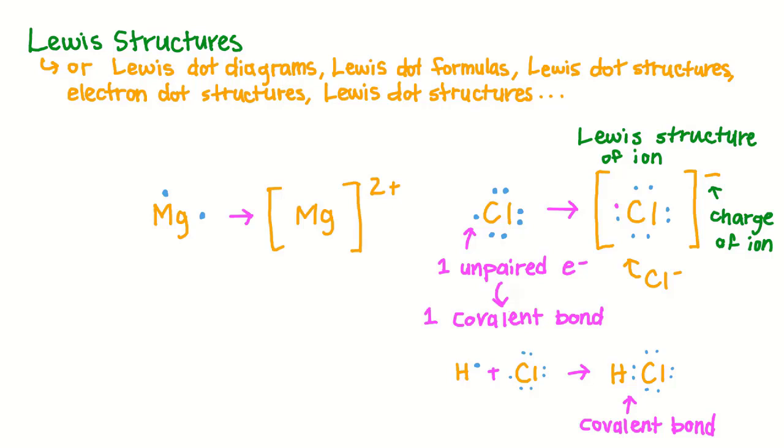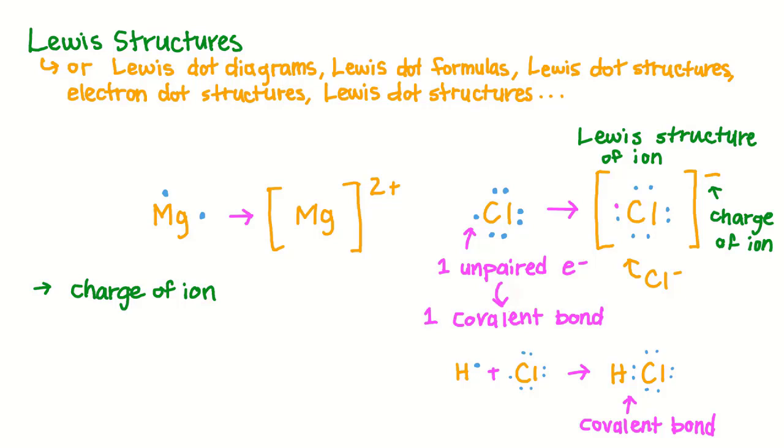We can do the same thing for magnesium. From looking at its Lewis structure, we can tell that it has 2 electrons in its valence shell, which it will lose to form the magnesium 2+ ion. So determining the Lewis structure for an atom can tell us a lot of information.